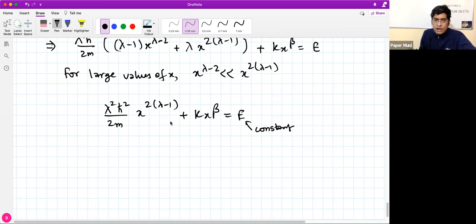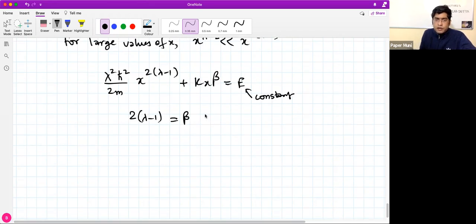Now when can we make it independent of x? Either all these terms are 0, but these constants are not 0, so we cannot do that, right? So what are we left with? We make the powers of these two x's equal. Let's say that this is equal to beta. So now we can write that lambda is equal to beta by 2 plus 1.